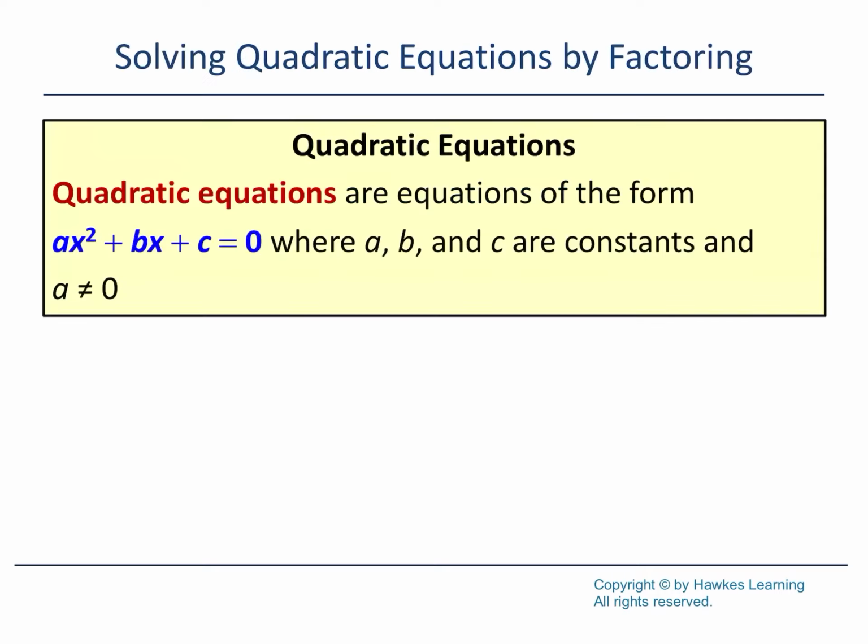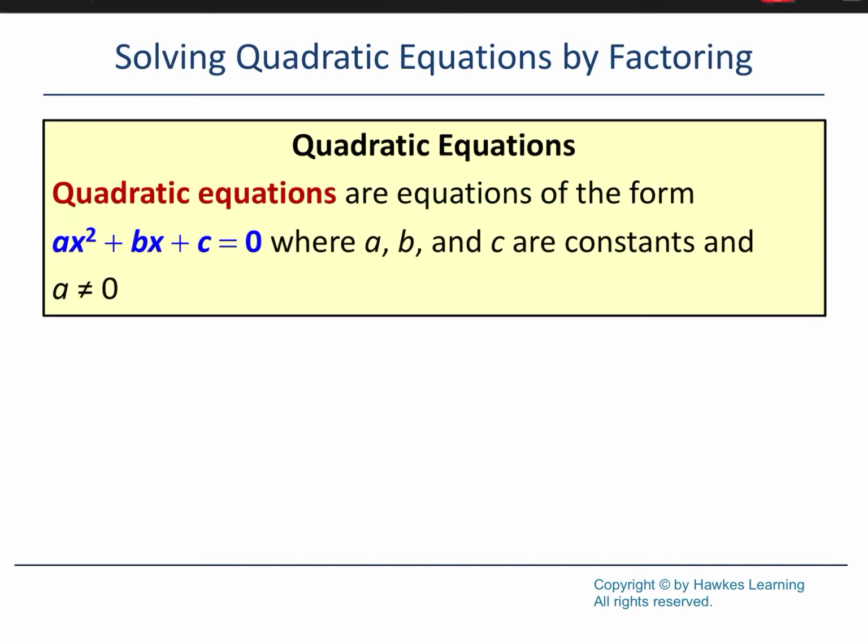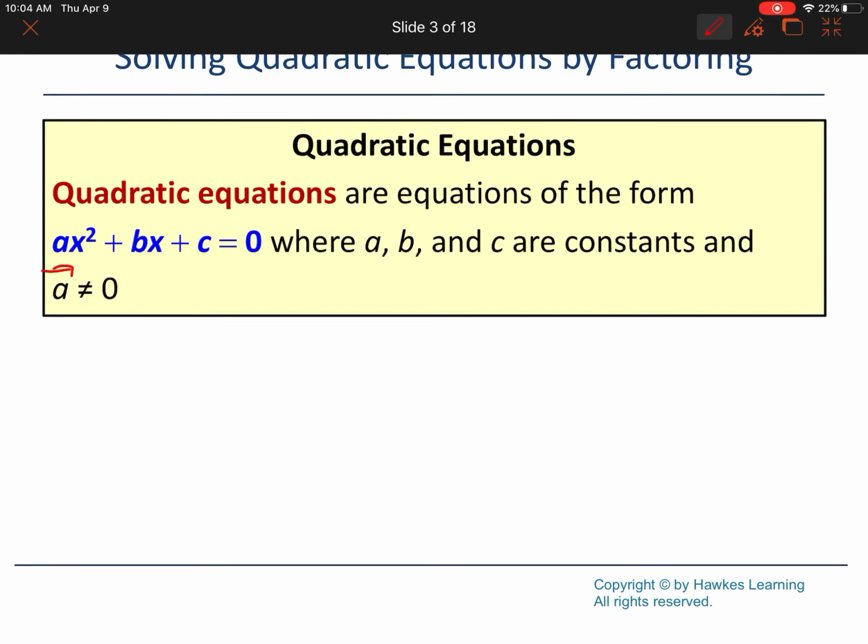So a quadratic equation is anything that is in the form with an x squared term. So you see this has an x squared. Now, it's totally possible for these other b and c to be 0. But if a is not 0, then it has an x squared term, and that means it's a quadratic.